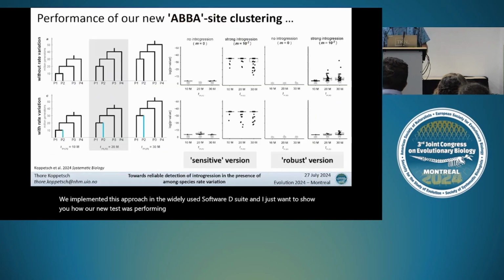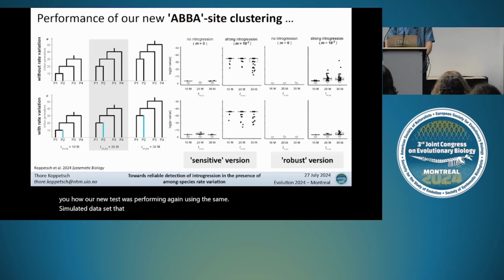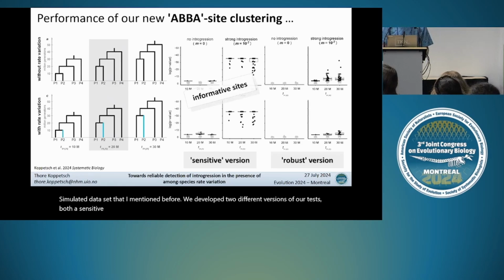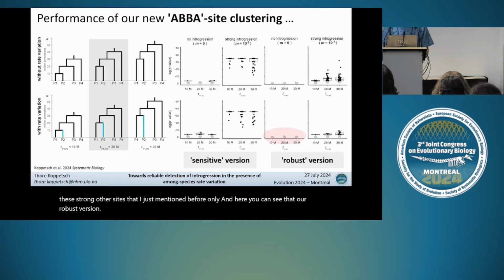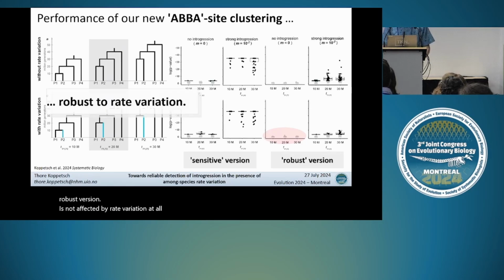Again, using the same simulated data set that I mentioned before, we developed two different versions of our test, both a sensitive version that is using all informative sites and a robust version that is using only these strong ABBA sites that I just mentioned before. And here you can see that our robust version is not affected by rate variation at all, and therefore robust to rate variation.